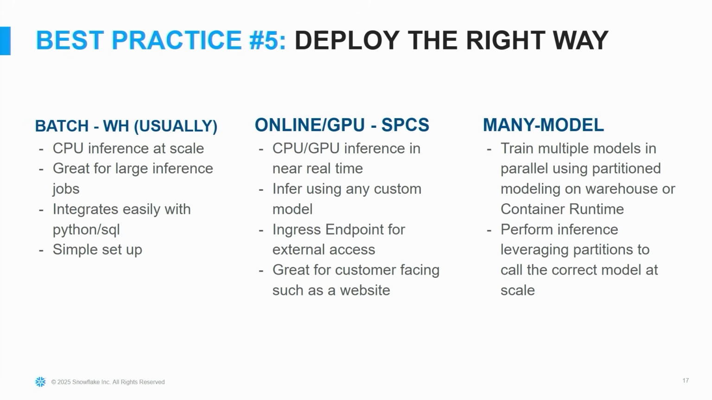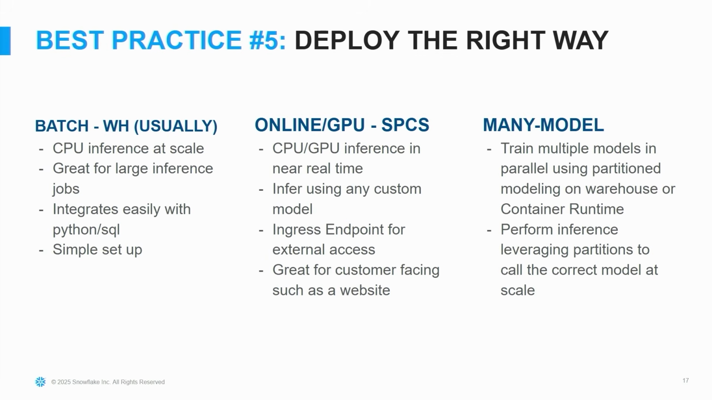Now, after you've done that, you want to deploy it in the right way. So if you have a very large scale batch inference use case, warehouses are going to be a great fit for this. You can do CPU inference at scale. They're great for large inference jobs, and it integrates with Python or SQL, and it's very low barrier to entry. So super easy to set up once you've logged your model in the model registry.